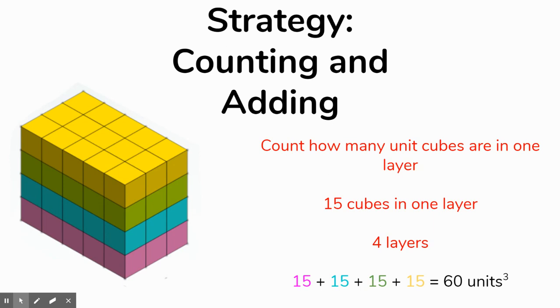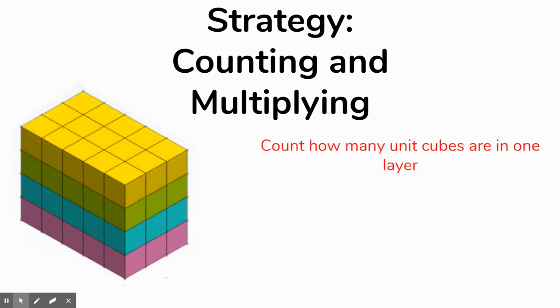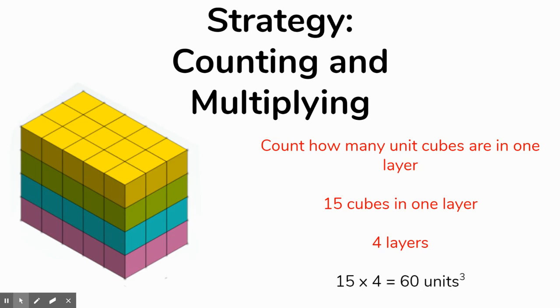Now we'll look at it using the counting and multiplying strategy. Same prism, same amount of layers, four layers. We count the cubes in the top layer. We already did that before, so we know it's 15. There's four layers, and instead of doing 15 plus 15 plus 15 plus 15, you could also do 15 times 4. This should make sense because multiplication is the same thing as repeated addition. So that's all that we're doing. Instead of that repeated 15 plus 15 plus 15 plus 15, we can say that's the same as 15 times 4. And the answer is, of course, the same, 60 cubic units.